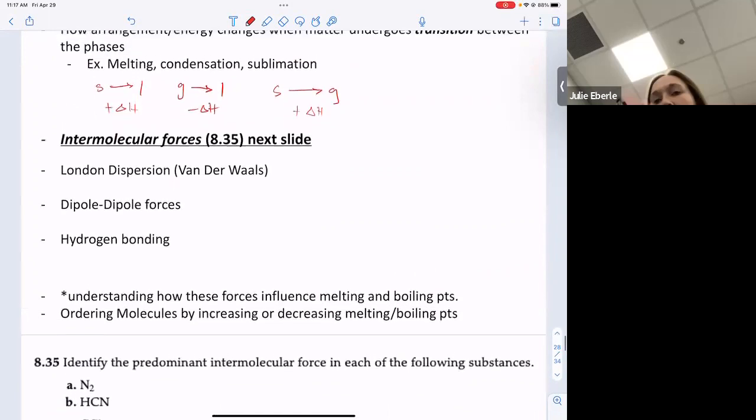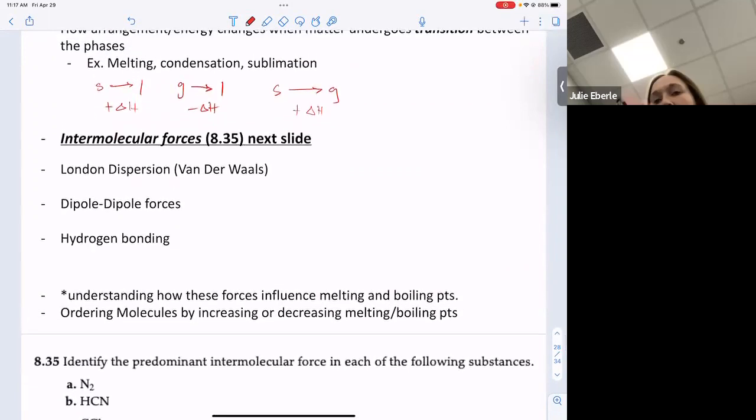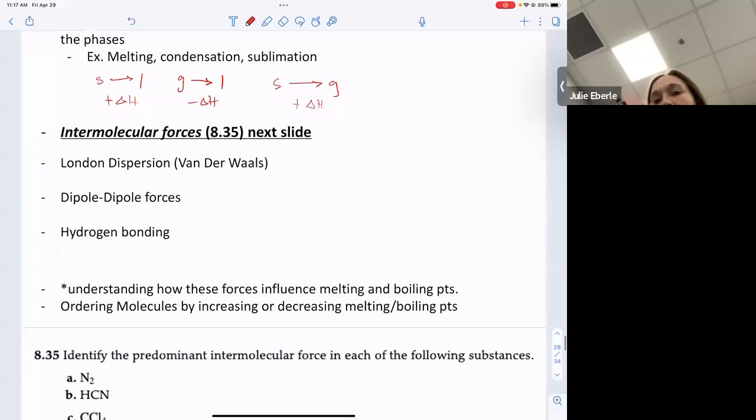Okay. The next thing we talked about was intermolecular forces, 8.35. We'll do a practice problem in the next slide. So we talked about London dispersion forces, also known as van der Waals. These occur in all molecules. So I'm just going to write that they're present in all molecules, but they are the strongest in non-polar molecules, because non-polar molecules cannot have dipole-dipole interactions. They cannot hydrogen bond.